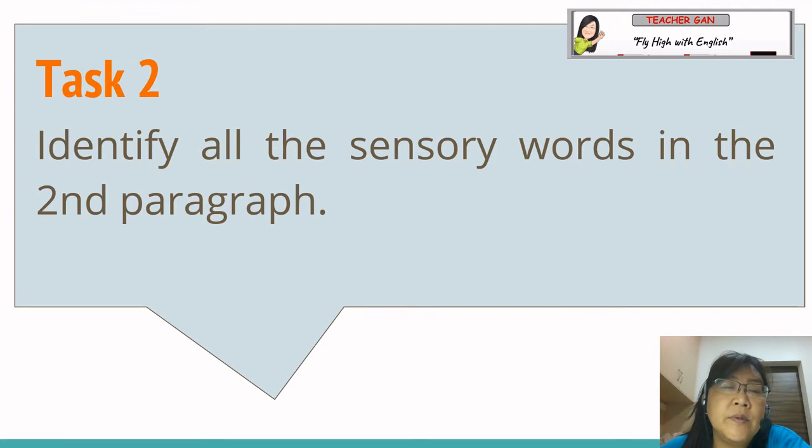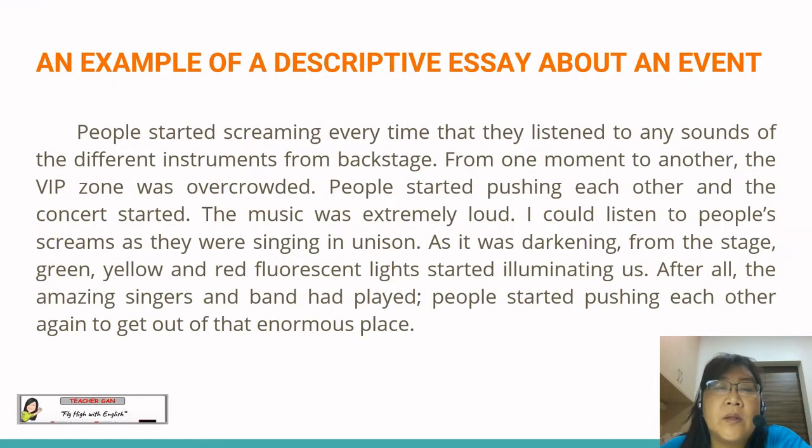Moving to task 2, it is the same task. You have to identify all the sensory words in the second paragraph. So let's look at the second paragraph. People started screaming every time that they listened to any sounds of the different instruments from backstage. From one moment to another, the VIP zone was overcrowded. People started pushing each other and the concert started. The music was extremely loud. I could listen to people's screams as they were singing in unison.